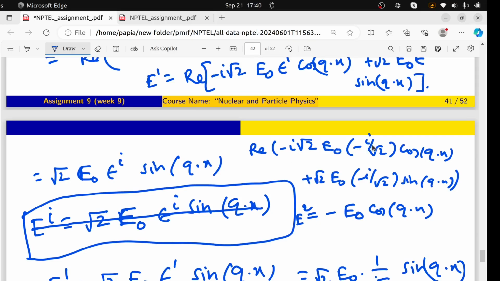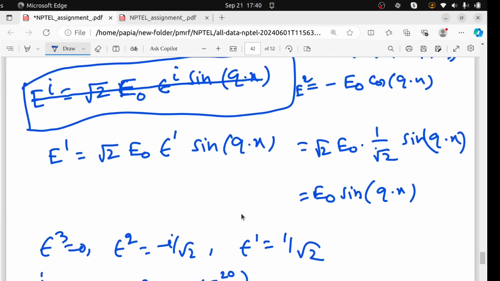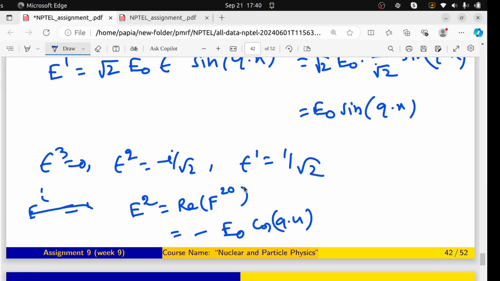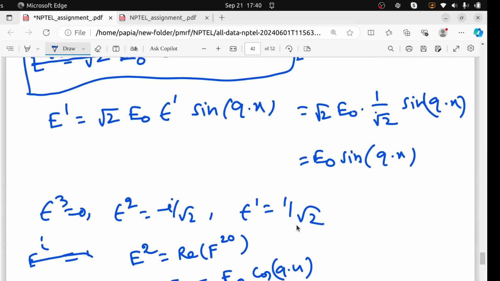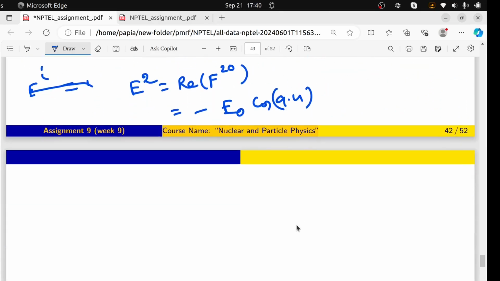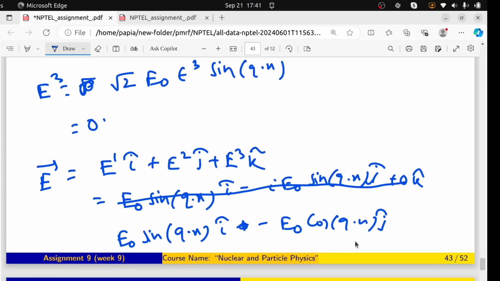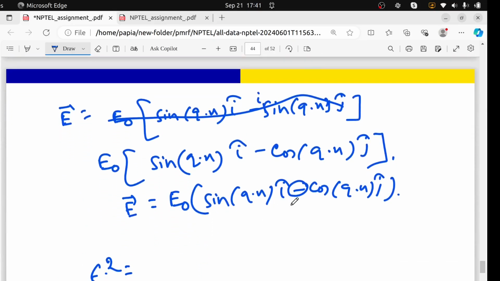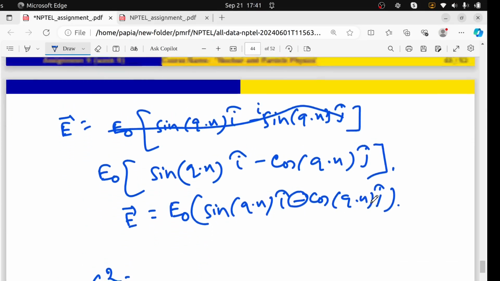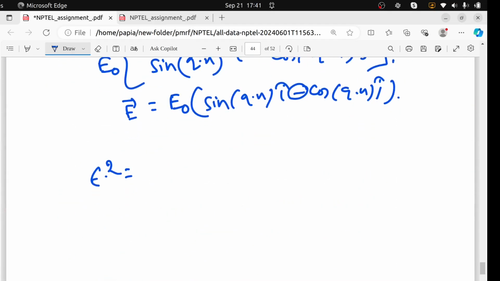So if I write minus i by root 2, E2 will be minus E0 cos q dot x. And for E3, you can see epsilon 3 is 0, so obviously E3 is nothing. So E0 sine q dot x i cap minus E0 cos q dot x j cap. So the E vector will be E0 sine q dot x i cap minus cos q dot x j cap, because here is a minus sign. So this is the expression.